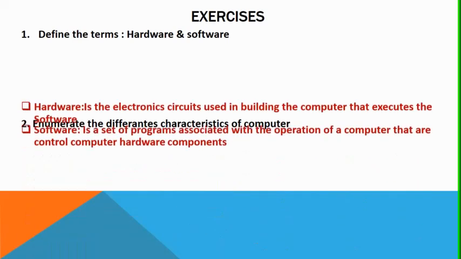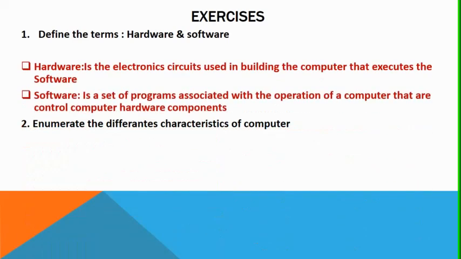Let's see the answer. Hardware is the electronic device circuitry used in building the computer that executes the software. And software is a set of programs associated with the operation of the computer that control the computer hardware. So hardware is the set of physical parts of a computer, and software is a set of programs that allow those physical parts to operate.